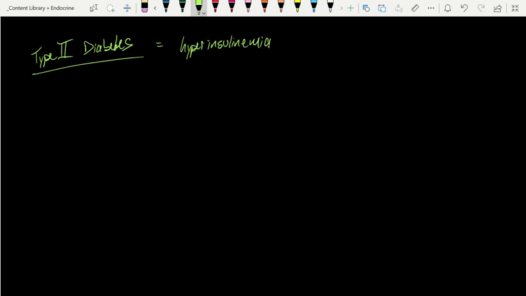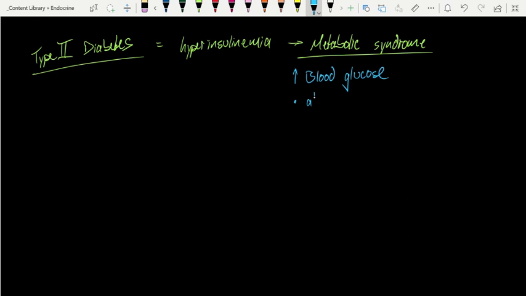Now remember, insulin is an anabolic hormone, and if I have a lot of it all the time, that's going to have an effect on my body. That effect can be summed up in a specific disease state that we call metabolic syndrome. Now, in metabolic syndrome, there are 5 things that I'm looking for: increased blood glucose, abnormal obesity, increased triglyceride levels. That unfortunately leads to a decrease in high-density lipoprotein levels and an increase in blood pressure.